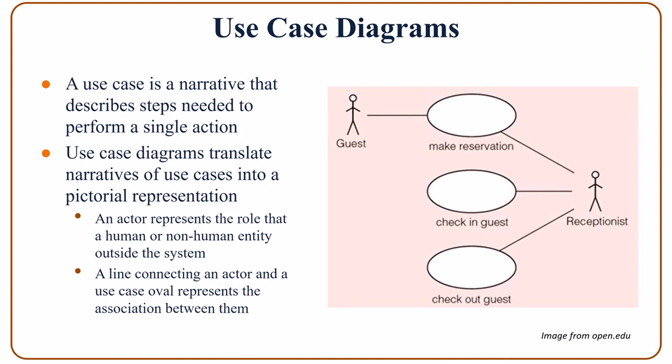Let's look at the example on the right side. We have two actors, the guest and receptionist, and we have use case ovals. An actor represents the role that a human or even a non-human entity plays outside the system. There are lines between actors and use case ovals. Such a line represents the association between them.